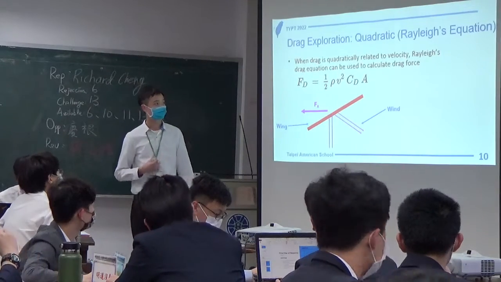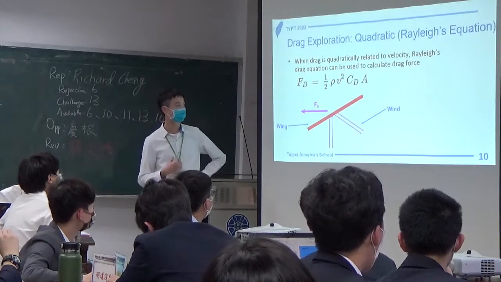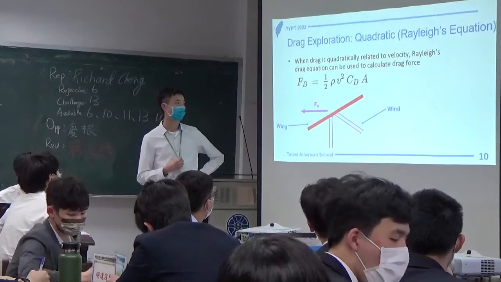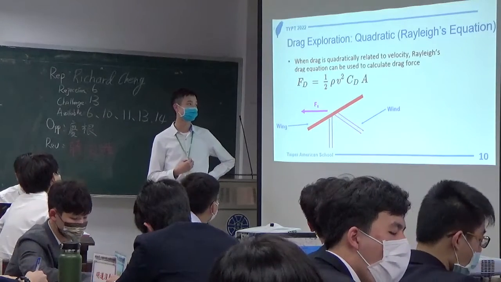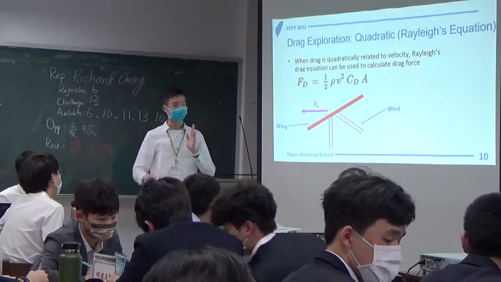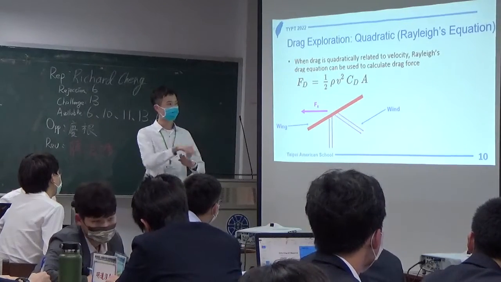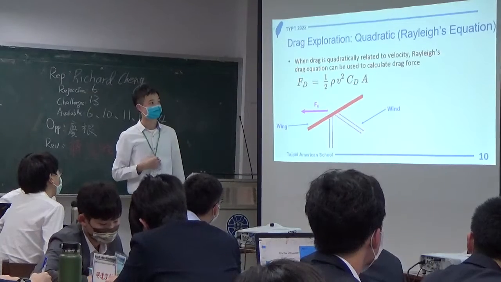Quadratic drag is the opposite. It is based on Rayleigh's equation, which states that force equals half rho v squared times CD times the area. It states that the air would bounce off the wing and it would spin the wing in the opposite direction, clockwise, if you look at it from a bird's eye view.